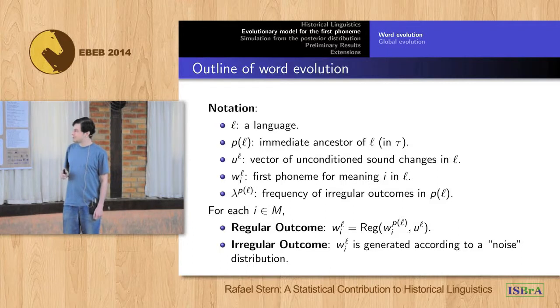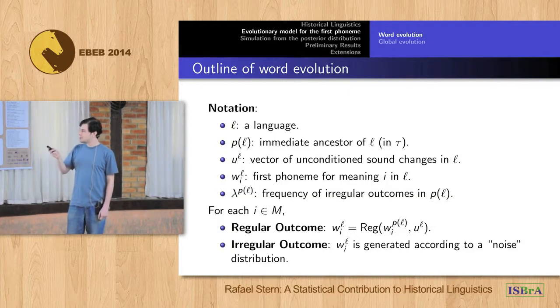That's also another example of Grimm's law. And finally, now we're in good shape to explain how words evolve in a single branch of the tree. We denote a language by L. P of L is the immediate ancestor. U_L is a sequence of sound changes. W_L,I is just the first phoneme for meaning I in language L. And lambda_L is the frequency of irregular outcomes.